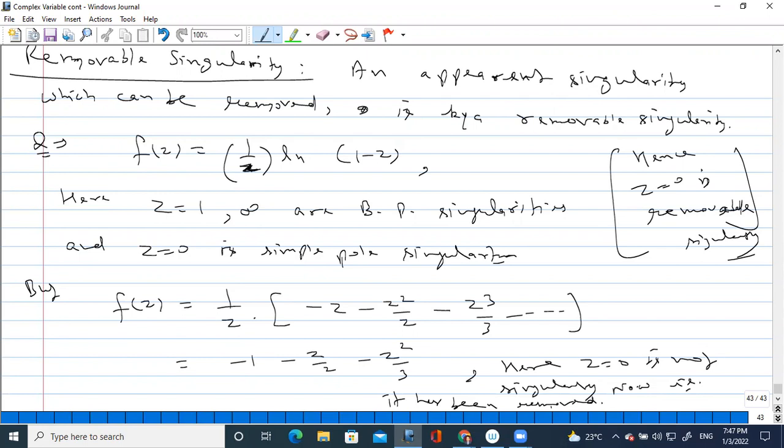But actually, this definition of removable singularity is not for branch points. It is only for simple poles or your normal singularities. So that's why z equal to 0, which was a simple pole, is now removed. So we are commenting on that only. Okay. Yes, sir.